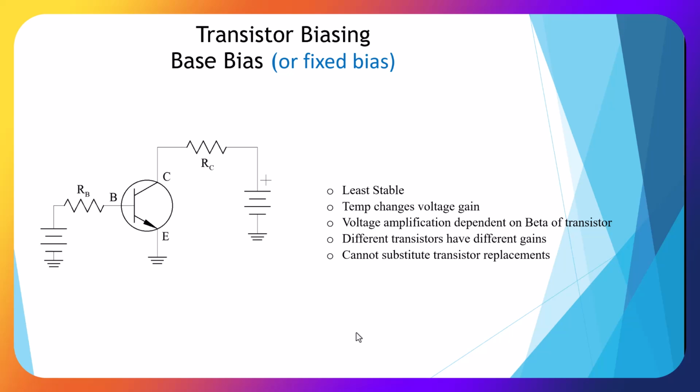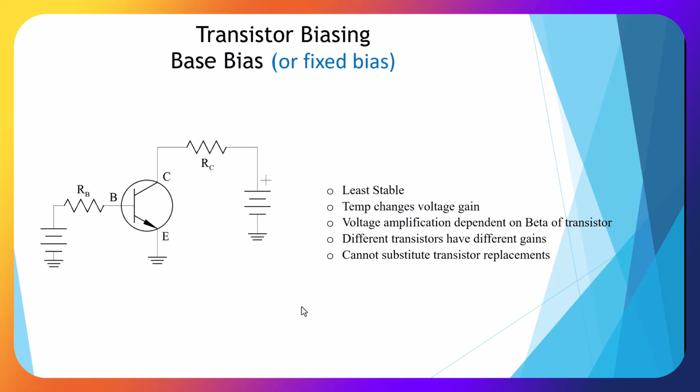Okay, here's our first transistor biasing circuit. It is base bias, or what we call fixed bias. We have our NPN transistor with a base resistor, a positive DC voltage on the base, and a positive DC voltage on our collector resistor and collector. This one is the least stable of our biases.